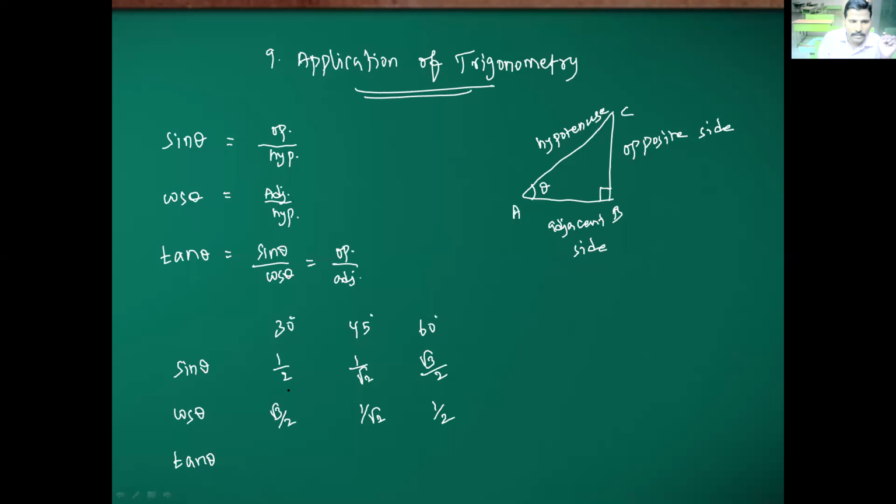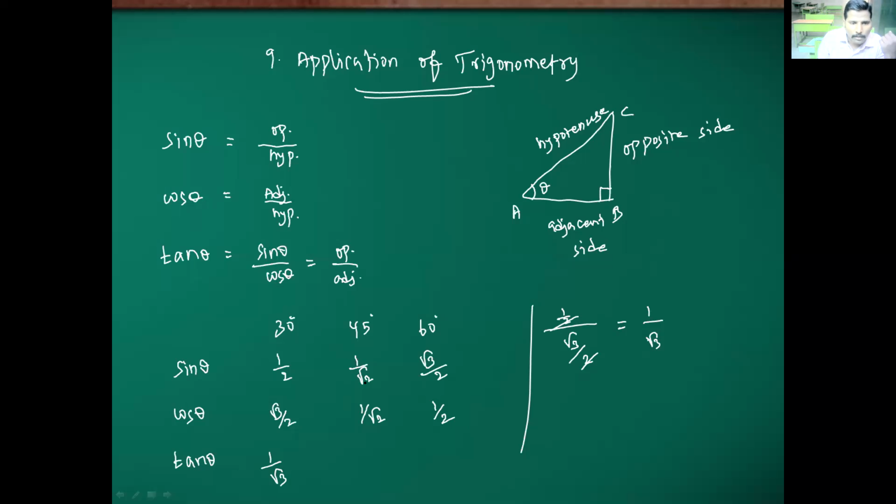Tan, in the sense, you just divide sine theta by cos theta. When you divide, see what it is: 1 by 2 divided by root 3 by 2. This 2 will be cancelled. Then what am I getting? In the numerator we have 1 and in the denominator we have root 3. So tan 30 is 1 by root 3. Because I told you tan theta equals sine by cos, that is why we are dividing.